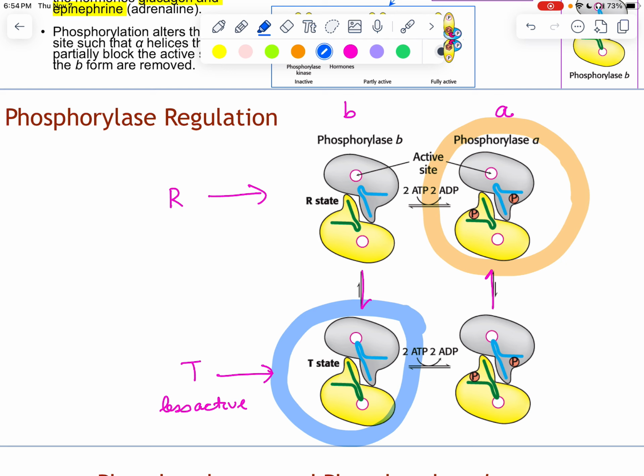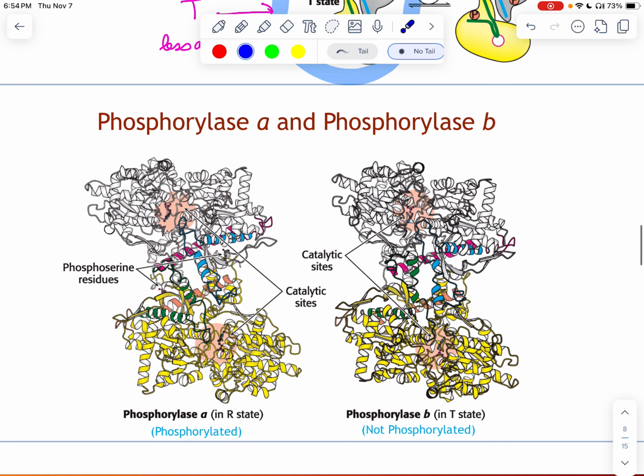Okay, and again, these lines here, I don't think I discussed it too well earlier, but these are like regulatory areas, okay, regulatory regions. And when you look at these, you can see when we are down here, that these regulatory regions are kind of covering up some of that active site. All right, let's take a look at a ribbon drawing of this.